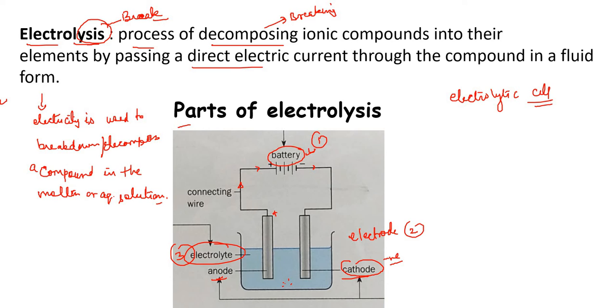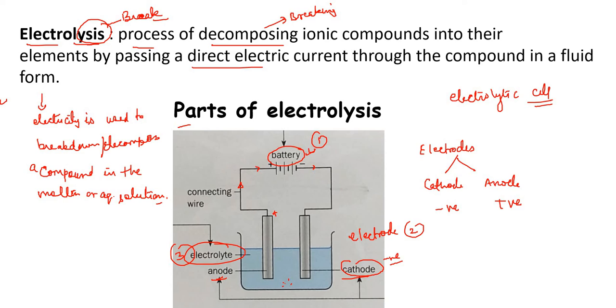Now let's talk about the electrodes. Very important: electrodes are of two types, the cathode and the anode. The anode acts like a positive electrode because it has fewer electrons. The cathode behaves like a negative electrode because it has comparatively more electrons. Remember, the electrode is the part which conducts electricity.